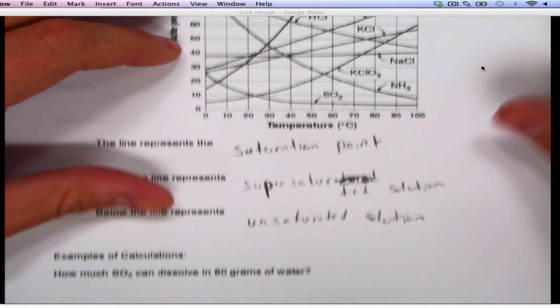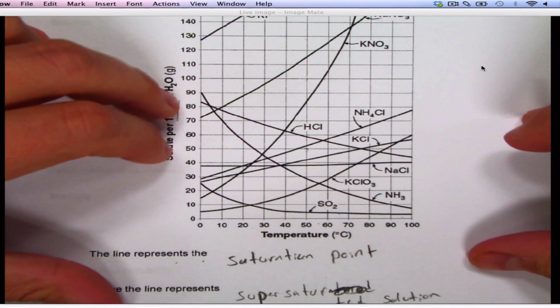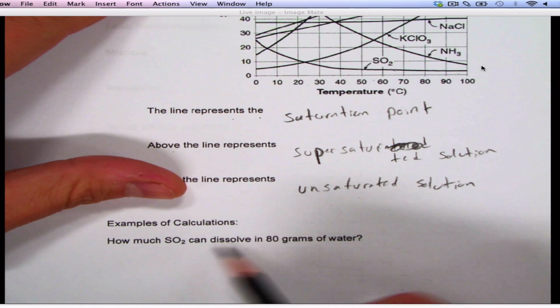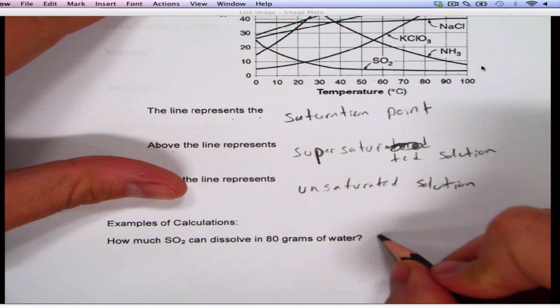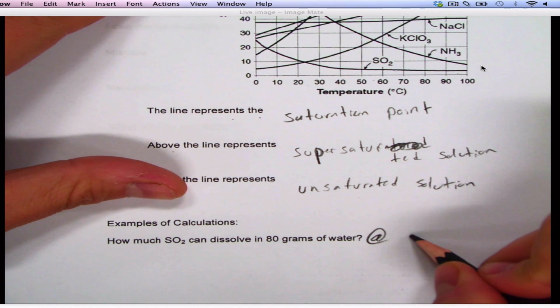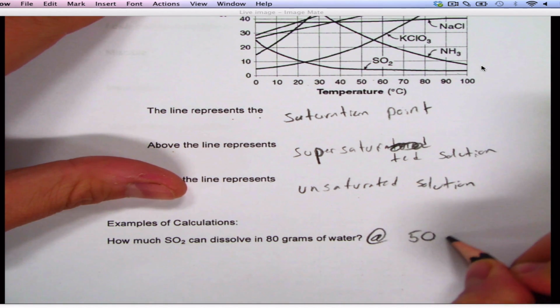A calculation you would get from this graph, you have to do an equality. In this case, how much SO2 can dissolve in 80 grams of water, let's say at 50 degrees Celsius?